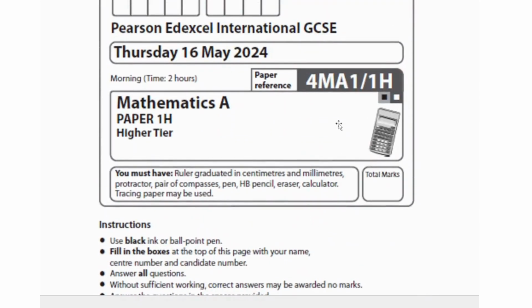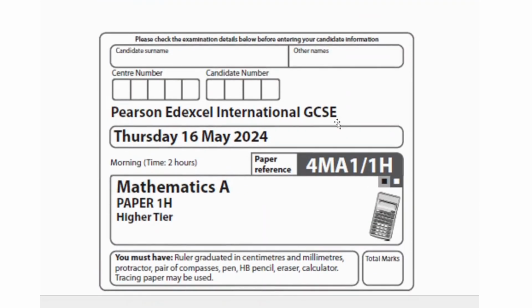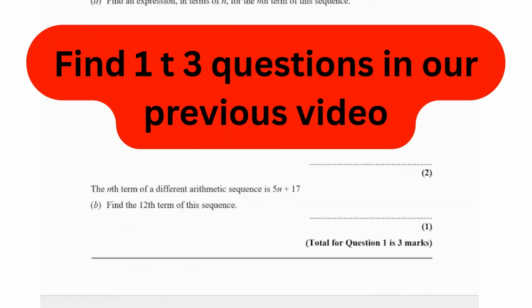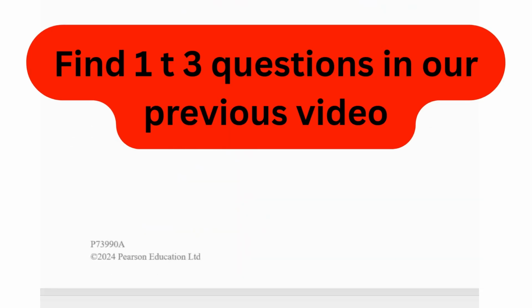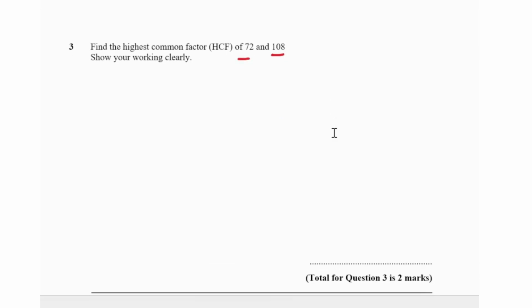Hello dear students, this is IGCSE Higher Paper, May 2024. We're going to look at question number 3. Question number 3 says, find the highest common factor of 72 and 108.